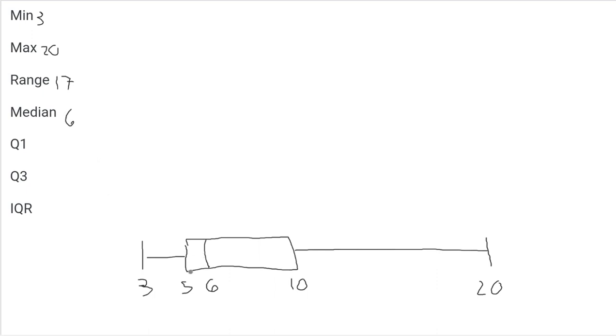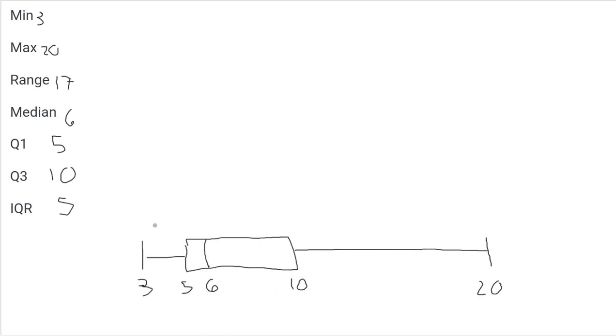Q1 is the start of the first quarter. Q3 is the start of the third quarter. And then IQR stands for interquartile range. So if these are our quarters, and this is the inner quarters, it's the range. So 10 minus 5, or 5.